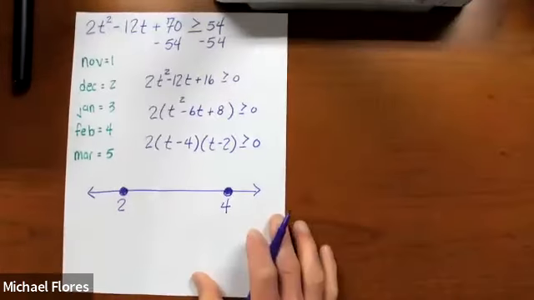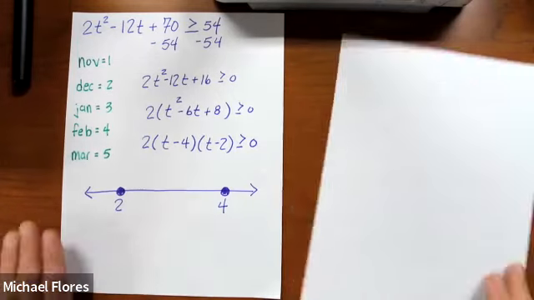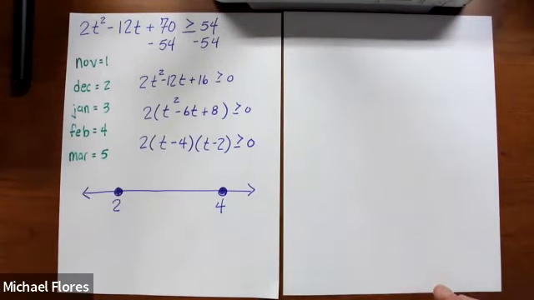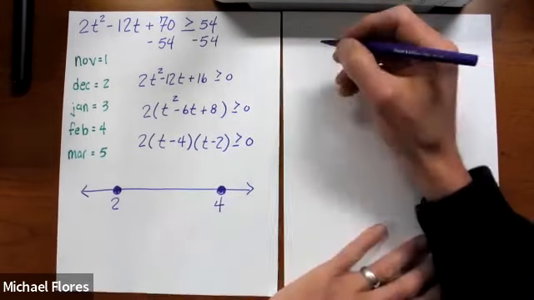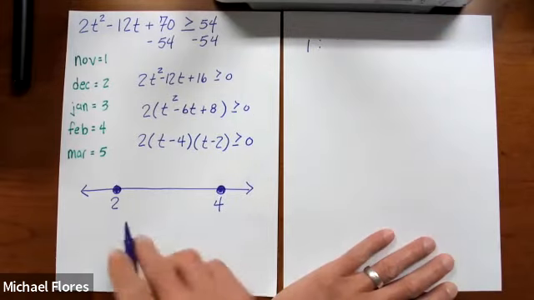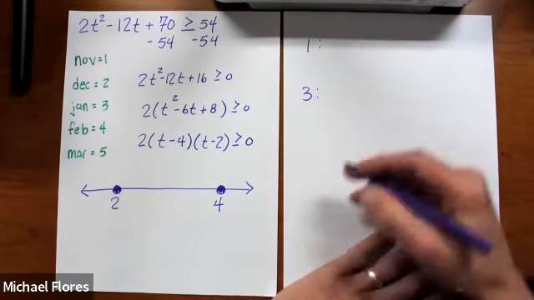I'm running out of room. Let me use a separate sheet of paper. Okay. Well, we're going to do what we did this entire video. Let's pick a number less than 2. Let's use 1. Let's pick a number in between 2 and 4. Let's use 3. A number greater than 4.